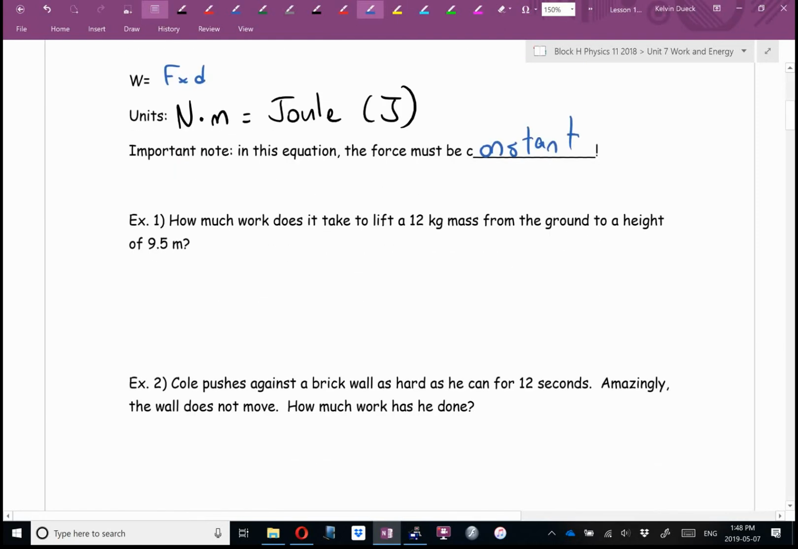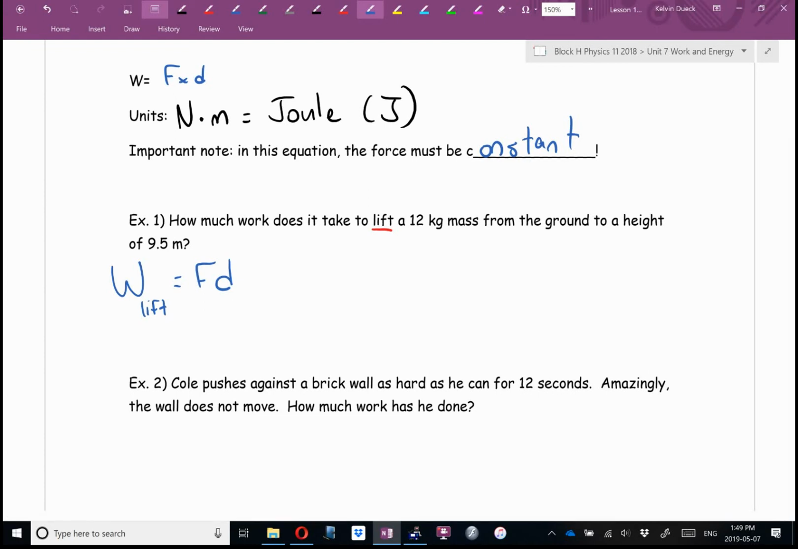Example 1. I like example 1. Example 1 is the next question. How much work does it take to lift a 12-kilogram mass from the ground to a height of 9.5 meters? I would like you all, please, to underline the word lift. And what we're going to do is we're going to generate a work equation when you lift an object. Now, it's going to start out as force times distance, but we're going to modify it.